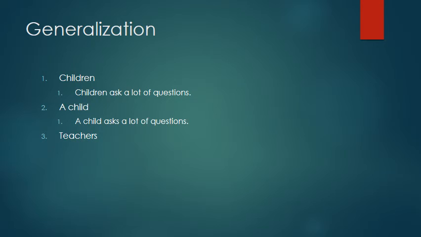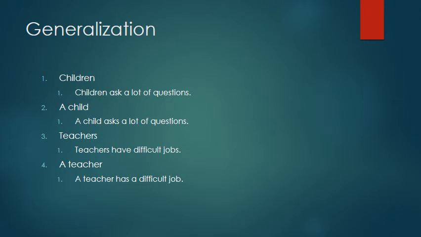So here we have teachers. What can you think of to say about teachers in general, not a specific one? So here, teachers have difficult jobs. Okay? Of course, this is my opinion. You may disagree, but that's what I believe. But I can say the same thing using the singular form, a teacher, so it becomes a teacher has a difficult job. So sentence 3 and 4 mean the same. 1 and 2 mean the same.